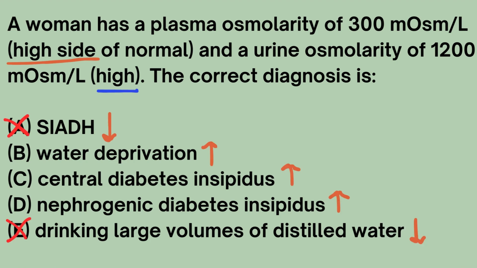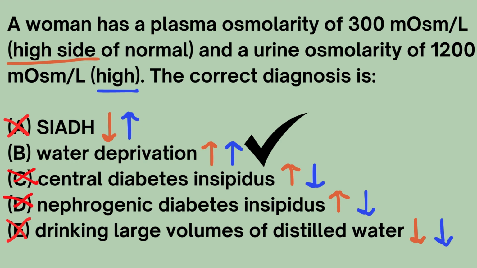Okay, so first looking at serum osmolarity, I know that my patient is on the high side of normal. SIADH, I know it's going to be low, so that can't be the right answer. Water deprivation, that is high, could be that. Could be either of the diabetes insipidus. And it can't be drinking large volumes of distilled water because that will also have a low serum osmolarity.